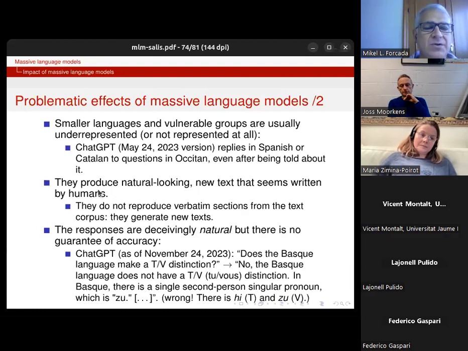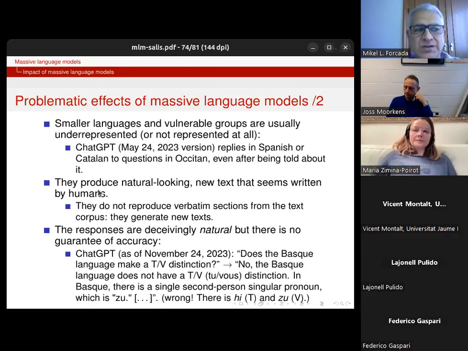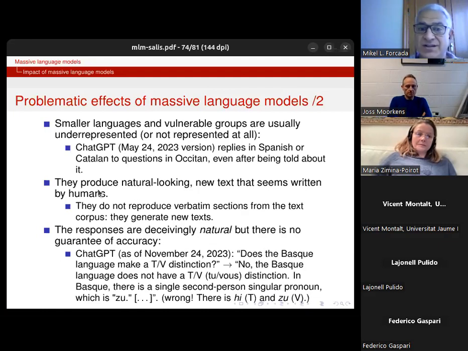Another thing is that they produce natural looking new text that seems written by humans. And all of this hype about it is that now I think it's the first time in human history that we are reading articulate, very natural looking text, which is not produced by people. So since we're used to thinking that this is the output of people, we tend to think that these machines are intelligent, and we use words like artificial intelligence.